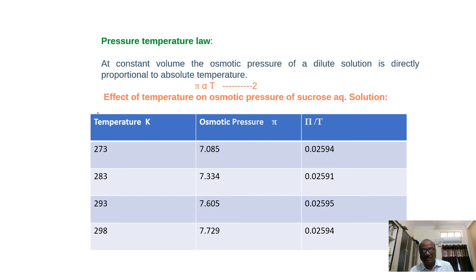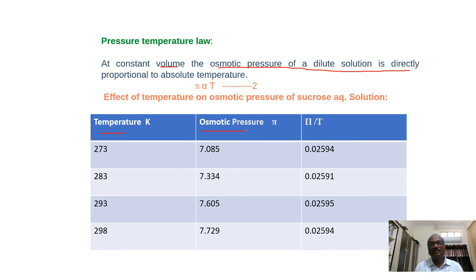Similarly, the pressure-temperature law. We have seen the Charles-Gay-Lussac law. In the case of gases, the Charles-Gay-Lussac law is stated as P is directly proportional to T at constant volume. Here also we see pi is directly proportional to T at constant volume. The osmotic pressure of a dilute solution is directly proportional to the absolute temperature, meaning pi is directly proportional to T.